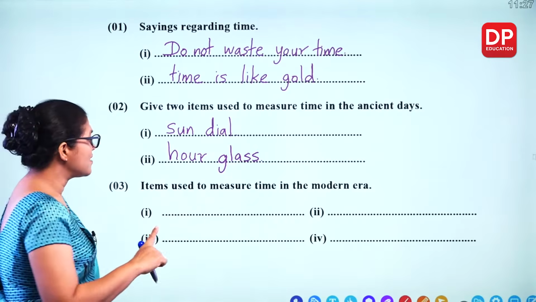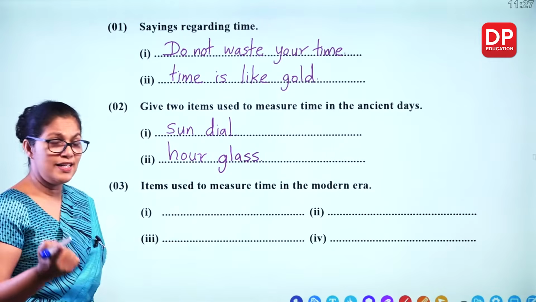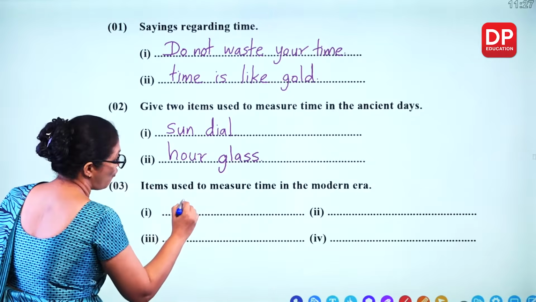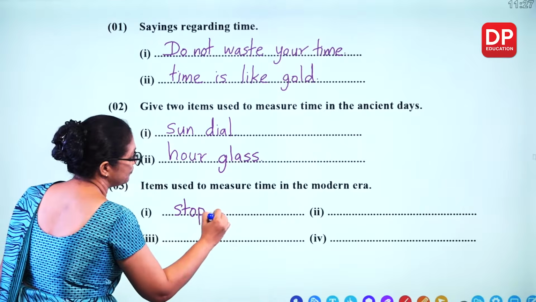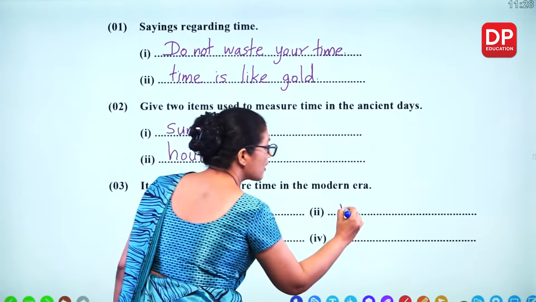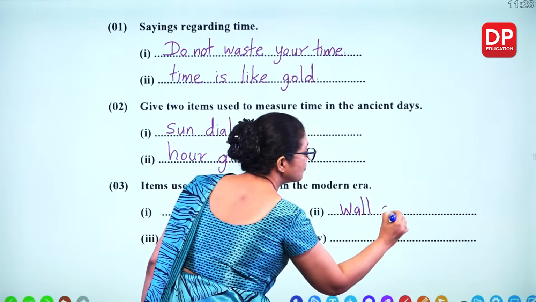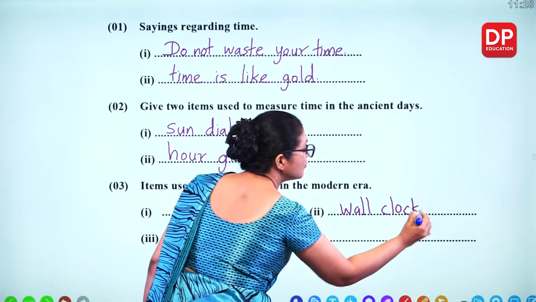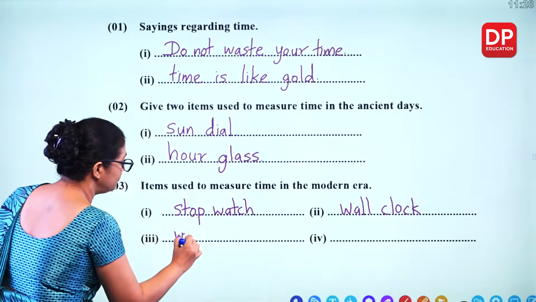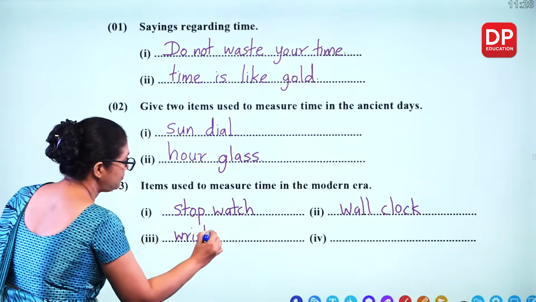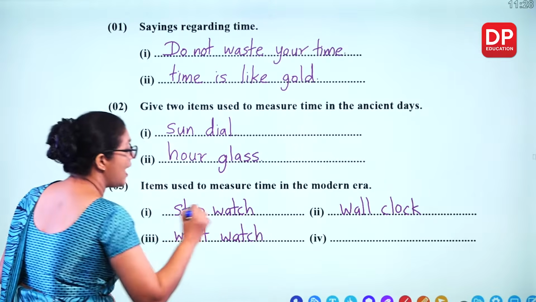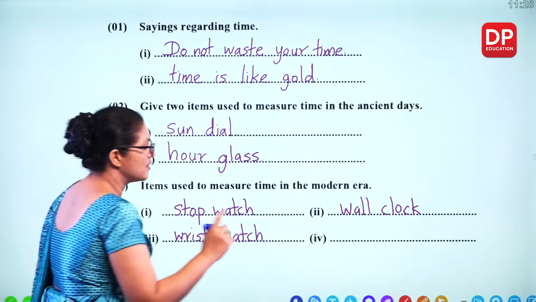Now, what are the things we use today in modern era? So, stopwatch, wall clock, then wristwatch, and digital clock.